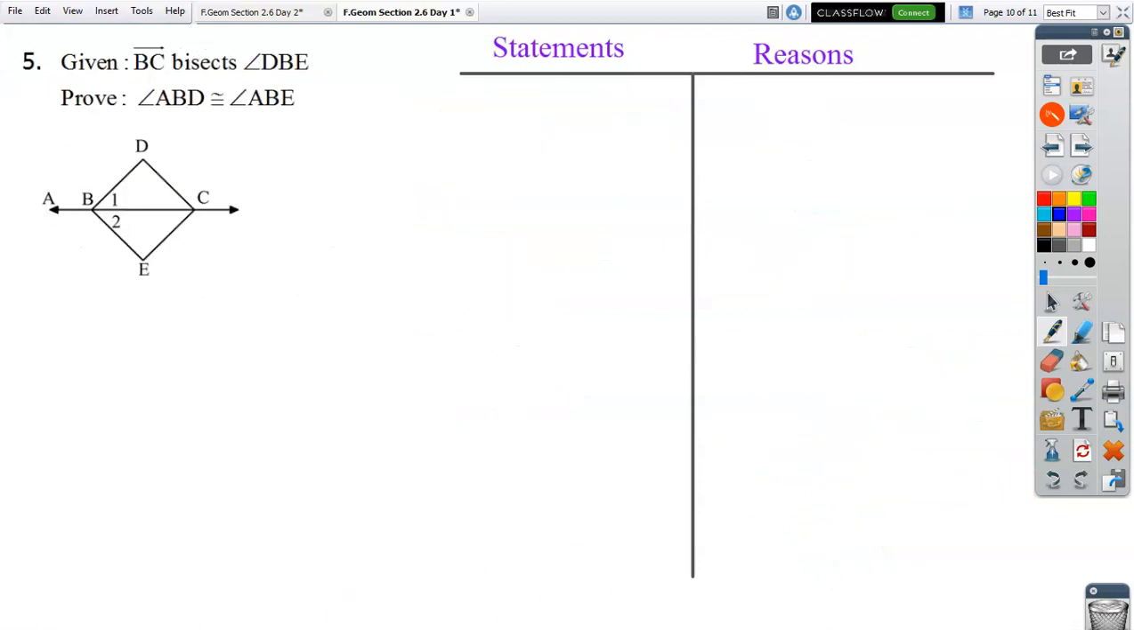Okay, last one. Given that BC bisects angle DBE, so DBE is this angle. Let me highlight it so you can see DBE. And again, that's our given, so I'm going to write it here. BC bisects angle DBE. Given. So we need to prove that angle ABD is congruent to angle ABE. These two angles.